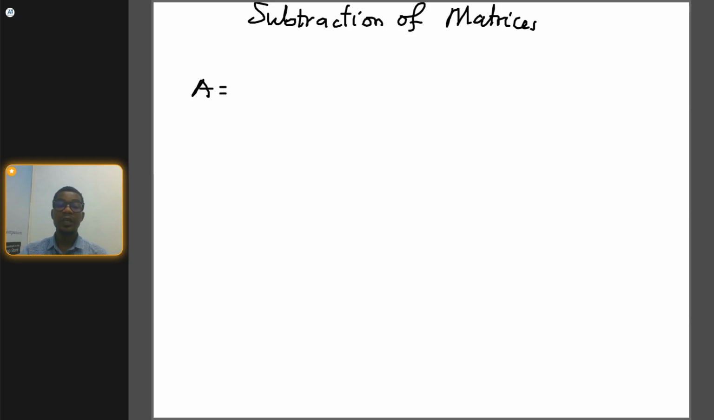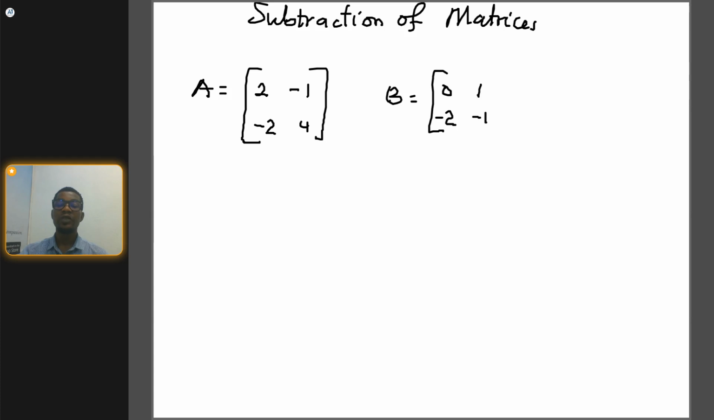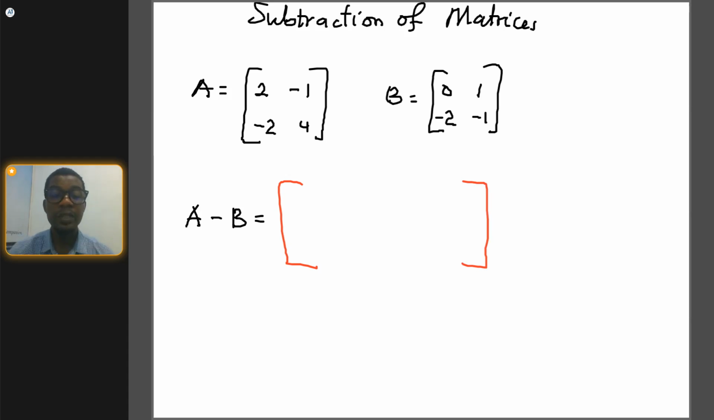Given that matrix A is equal to 2, -1, -2, 4, and matrix B is given to be 0, 1, -2, -1, and we are asked to find A minus B. Then you go ahead to pick the corresponding numbers and do the subtraction. 2 is corresponding to 0, and what we are working with is minus. So we have 2 minus 0.